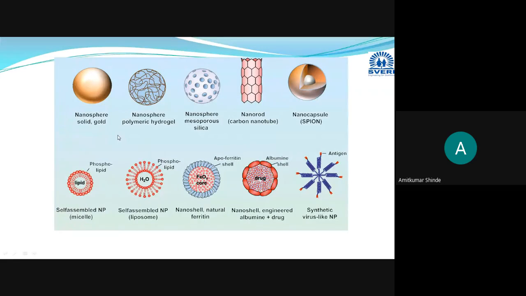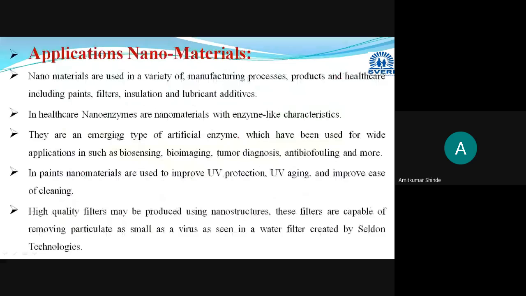Now we will see their applications. Nanomaterials are used in different ways; different products can be manufactured with the help of these nanomaterials. And those products may be different kinds of paints, insulation materials, different lubricants or additives, different filters that can be manufactured with the help of these nanomaterials. Different products can be manufactured and used in different industries.